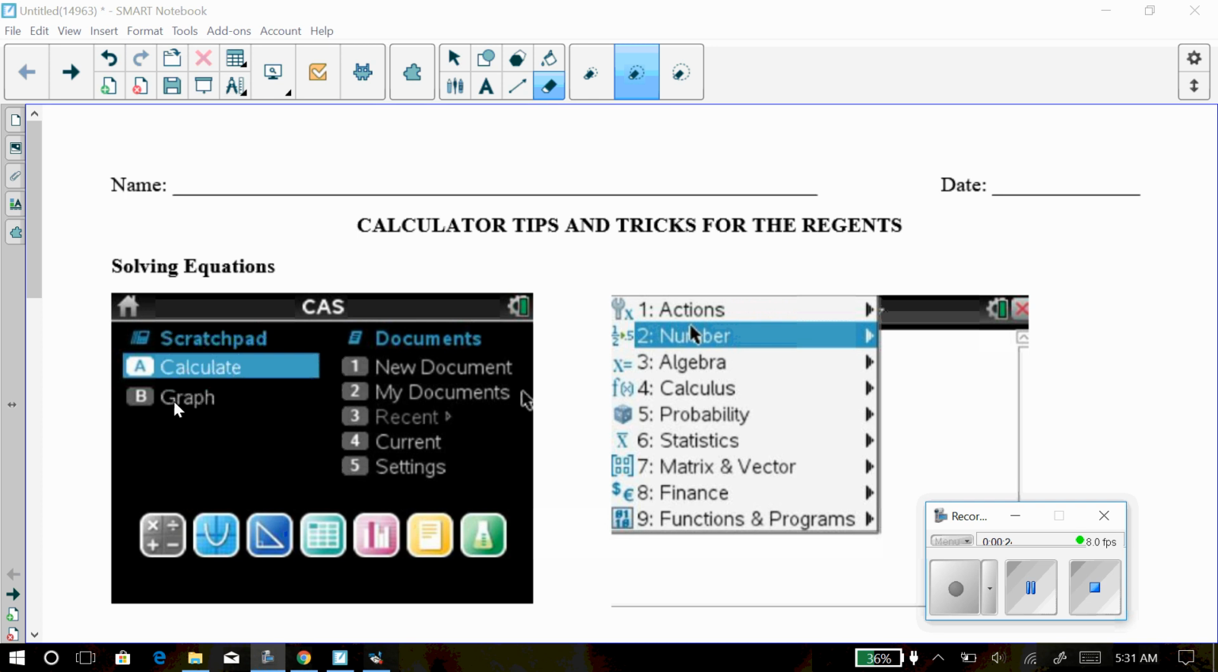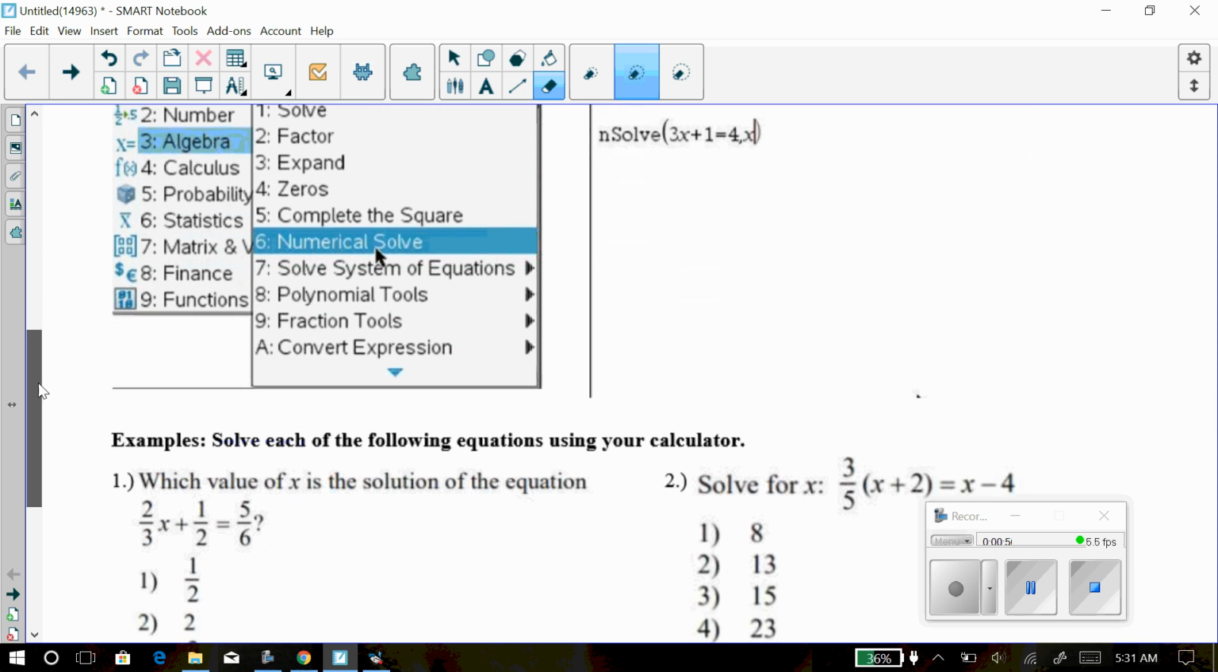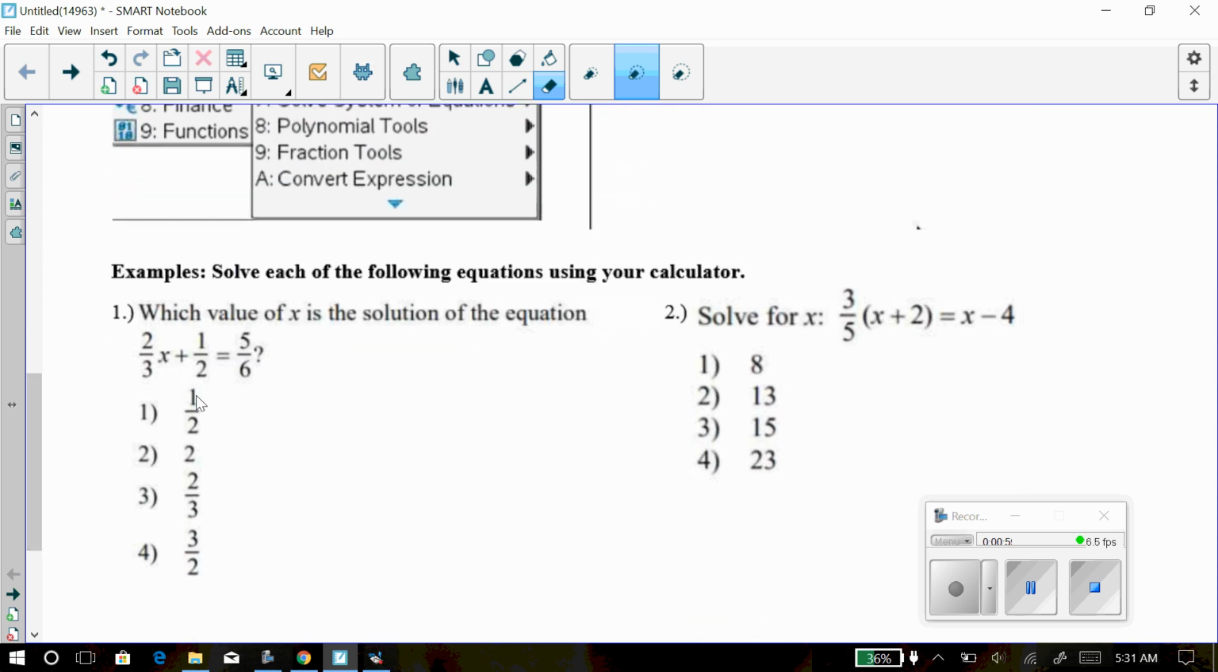So first thing we're going to go over is solving equations. Now, to solve equations using your calculator, remember you go to a new calculator, you go to number, you go to numerical solve, and you get this thing. And when you're at this point, you put the equation in the calculator exactly how you see it. You have to write comma x so that you tell the calculator, I need you to solve this equation for x. Okay? So let's solve each of the following using your calculator. Now remember, if it's multiple choice, you can take each choice and substitute them in to see if it works. But I'm going to show you the numerical solve method.